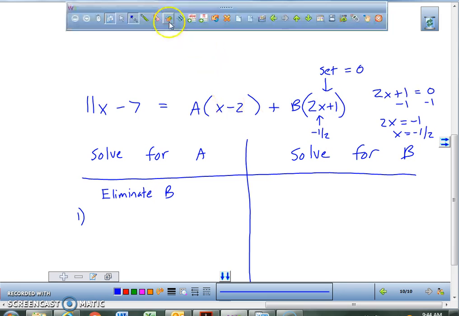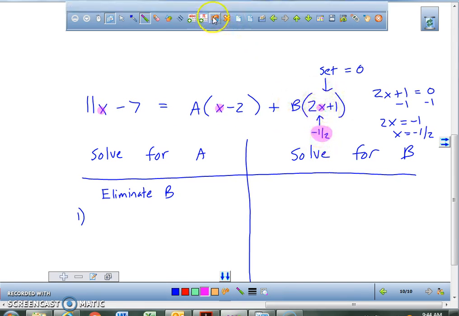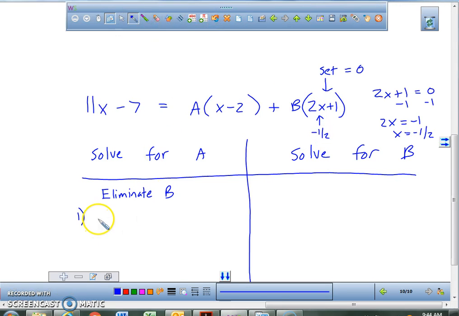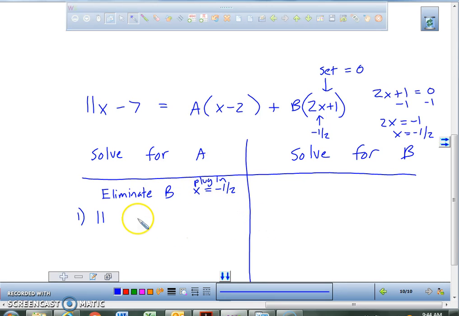So where are we going to plug in this negative 1 half? We're going to plug it in here, here, and here, knowing that it's going to cancel out all of our b's. So what I'm going to do right now is plug it in. Right here I'm going to say 11. By the way, x is going to equal a negative half. That's what you're going to plug in right here. Plug in x, where it's equal to a negative half.